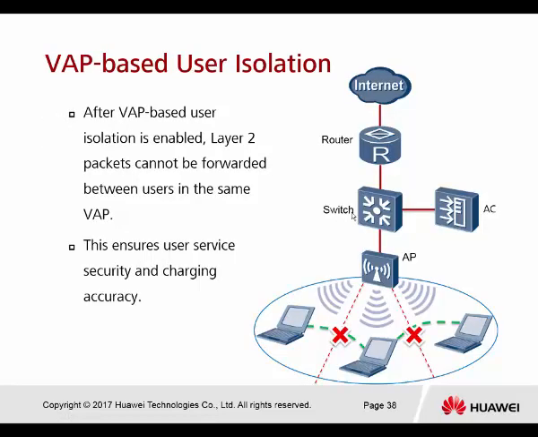VAP-based user isolation. Once we enable it, all the users connected to the same AP are not allowed to communicate. They can't reach each other. This is used to ensure user service security and charging accuracy.